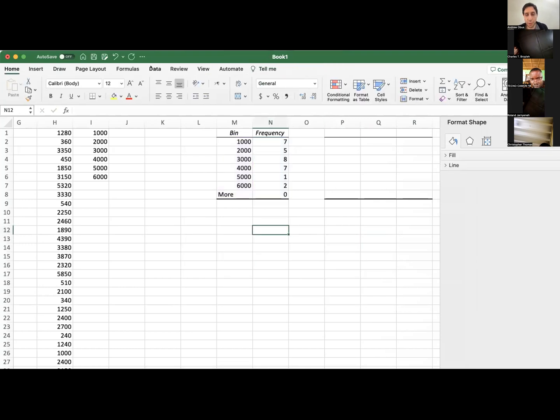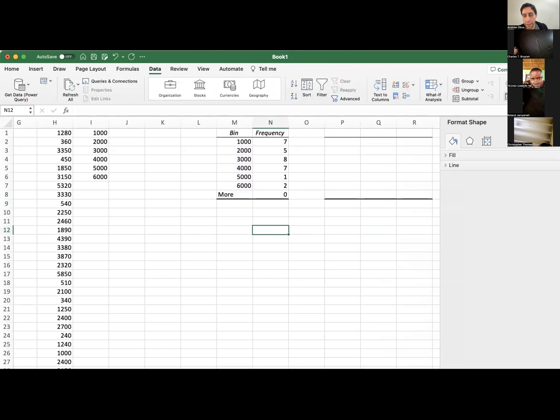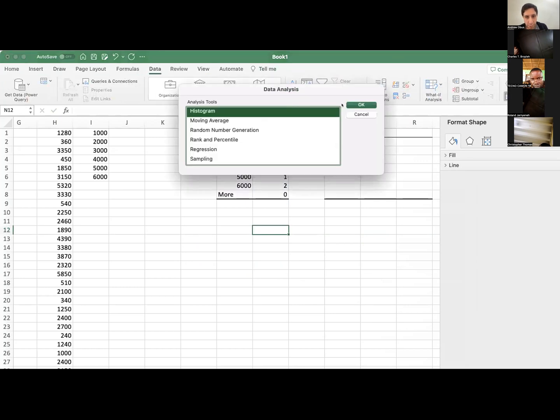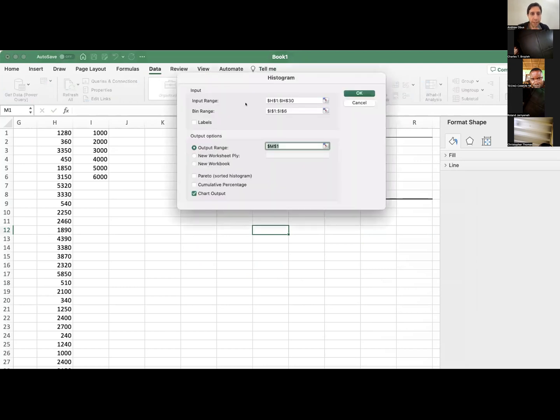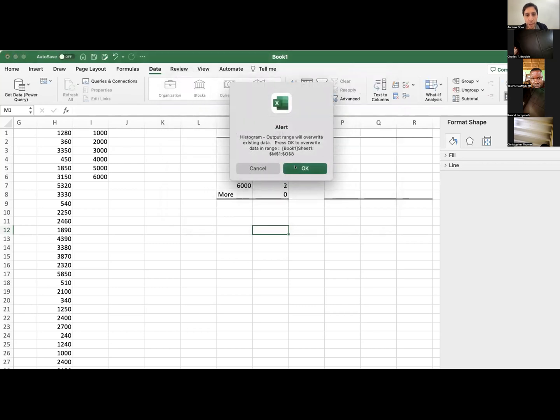So now I'm going to do a new histogram. I'm going to do data analysis, histogram. I have the same input range, H1 to H30, the same bin range, I1 to I6, and the same output range. I want to print it in M1. And now I just check the cumulative percentage box. That's the only thing that you have to change in order to make a cumulative frequency graph. Okay, so I check cumulative percentage, and I go okay.